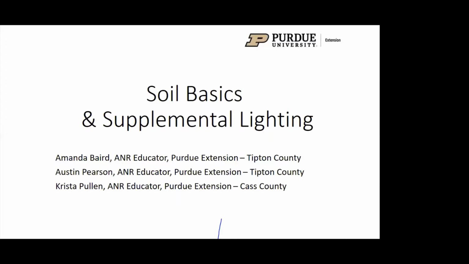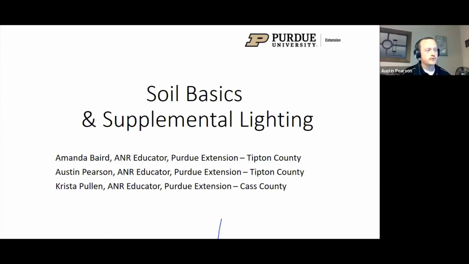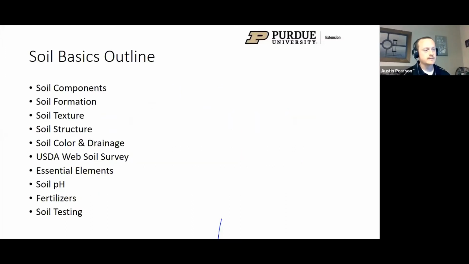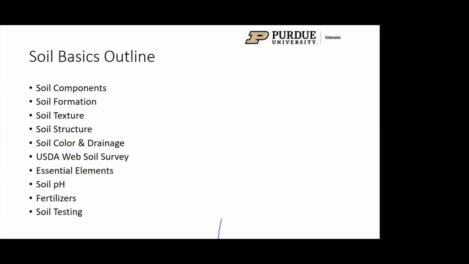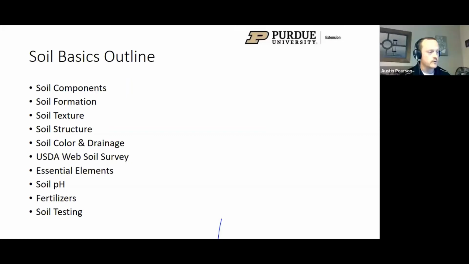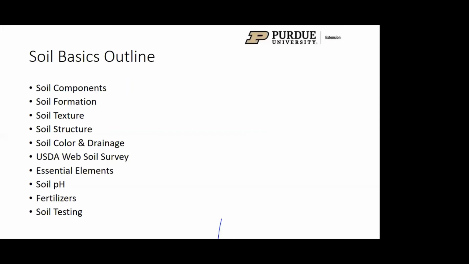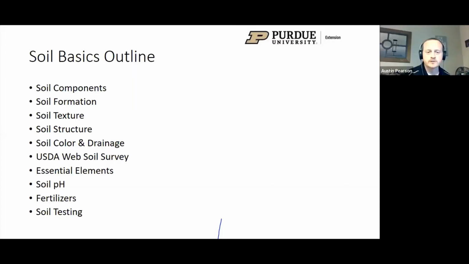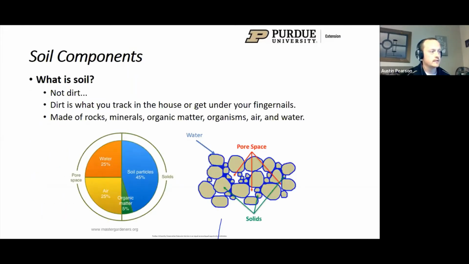But we're going to go ahead and start going through the PowerPoint here and talk to you guys a little bit about what comprises soil. So we'll go through soil components, soil formation, texture, structure, color, and drainage, and then Amanda is going to take over with the web soil survey and talk about some of the more chemical properties of soil and some of the things that we should be considering when we are planting our gardens. So we'll go ahead and jump into the next slide here.